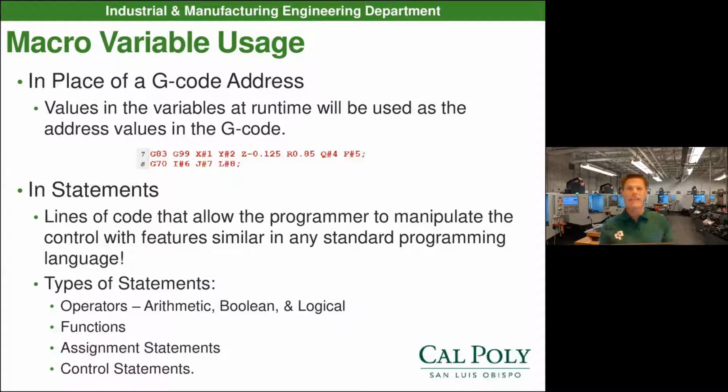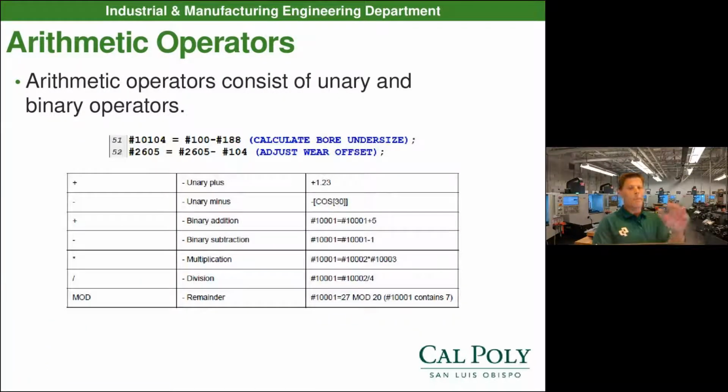So that's one way we can use macro variables. We can use them in place of a G code. Another place we can use them is in statements. So you know what a statement is, right? Not your bank statement. We're talking about math statements here. So there's operators, there's arithmetic, there's Boolean and logical operators, there's functions, there's statements and control statements. With macros, we made the CNC G code as intelligent as a regular PC or computer. That's what we can do. So we can go ahead and have it do logic. That's really important.